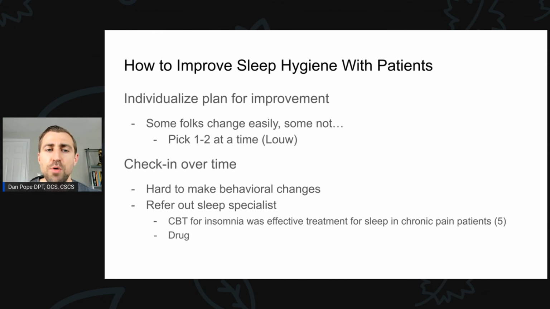The other thing I think is very important is that we try to individualize a plan for improvement, right? So basically, we have our list of sleep hygiene, and we want to make sure we improve the aspects that are limited. So if you have a patient take the sleep hygiene index and you find that certain things are limited, then you probably want to make sure we focus on those specifically.